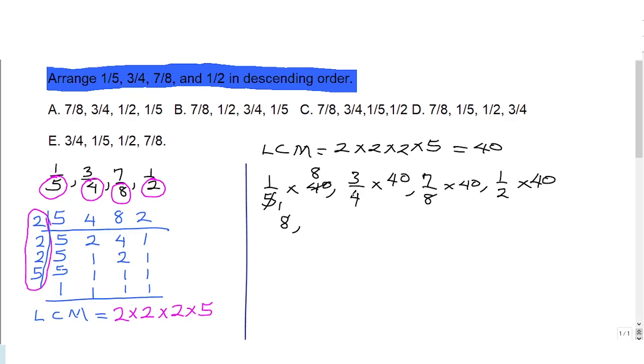Now, 3 over 4. How many 4 here? 1. How many 4 in 40? It will be 10. 10 times 3, that will give you 30. So another comma, this comma here, we put it there. Now 8 here, 8 in 40 will go 5 times. 5 times 7 will give you 35.